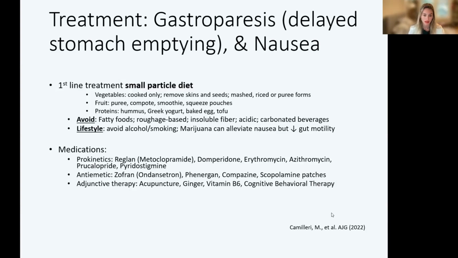Medications that can be helpful for gastroparesis include prokinetics, promotility agents, like Reglan or metoclopramide most commonly, antiemetics, anti-nausea medications, and adjunctive therapies, things that are not necessarily pharmacologic but can actually have great benefit, things like acupuncture, ginger, vitamin B6, and cognitive behavioral therapies.